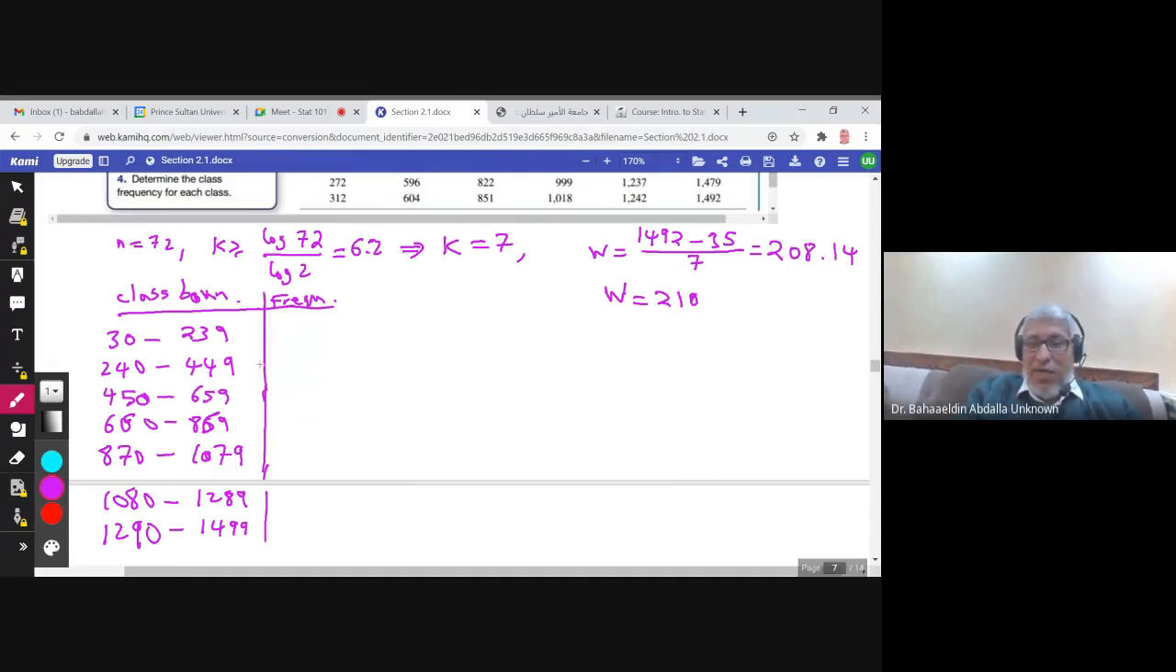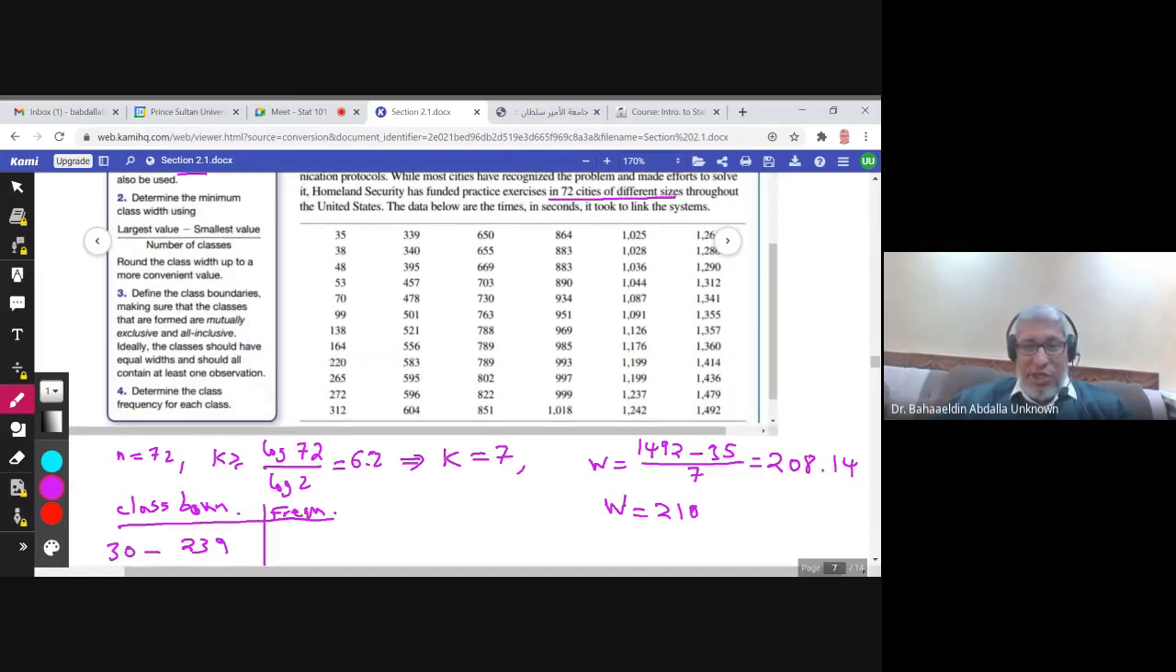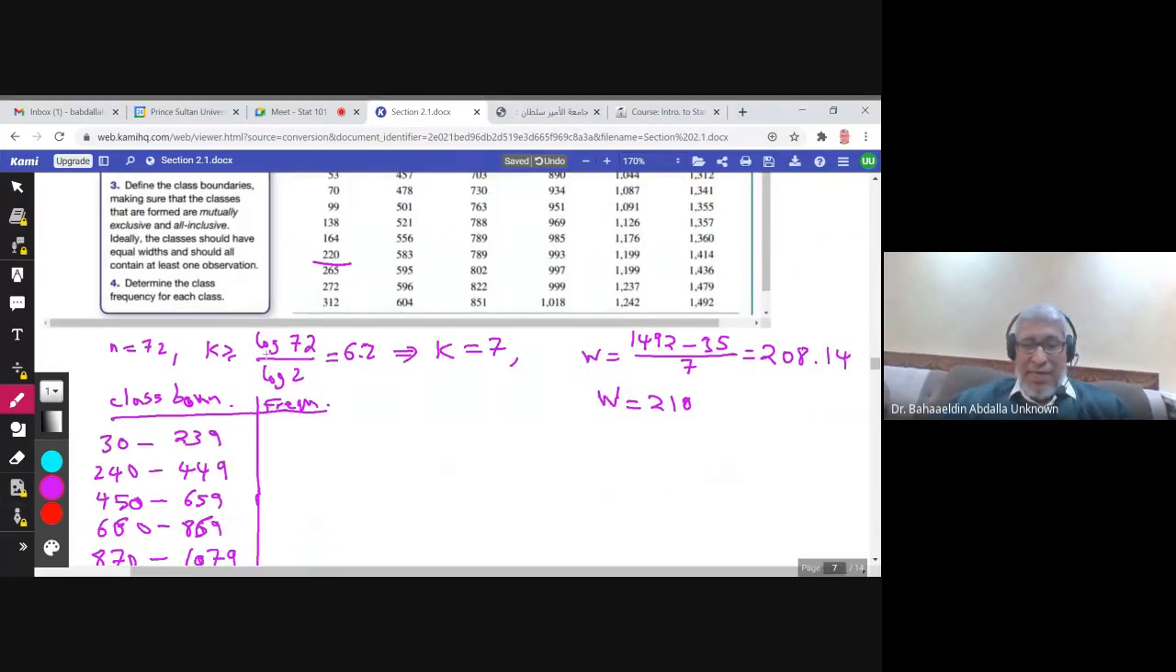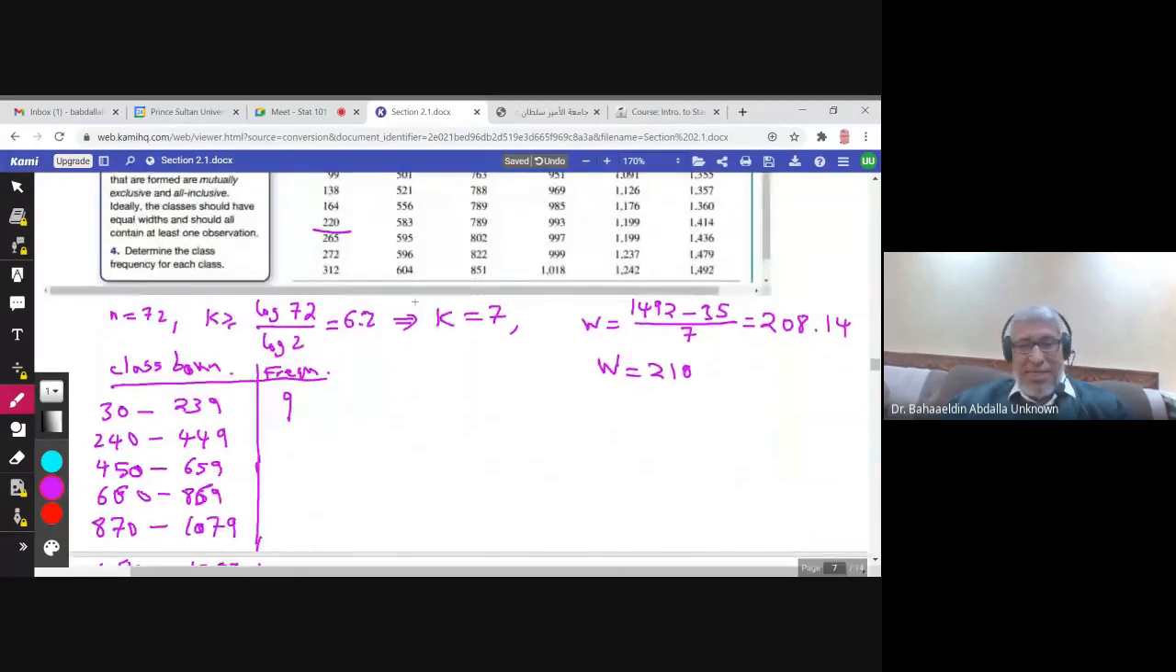Now we start finding the frequency. Counting up to 239, the data is arranged up to here: 1, 2, 3, 4, 5, 6, 7, 8, 9. So there are 9 values in the first class. In the second class, we go up to 449, so up to here, 1, 2, 3, 6. So there are 6 values in the second class.